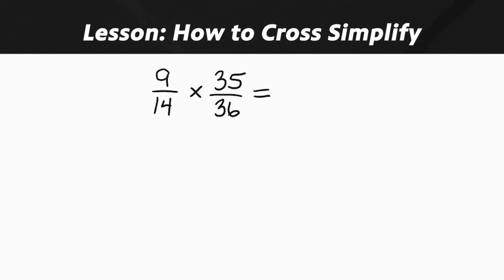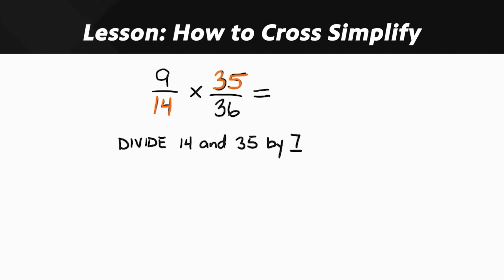Now look at our last problem. Take a look at the diagonal pairs. 14 and 35. Can that be simplified? Do they share a common factor? Yes, they're both part of the times 7s. So let's divide each by 7. 14 divided by 7 is 2, and 35 divided by 7 is 5.